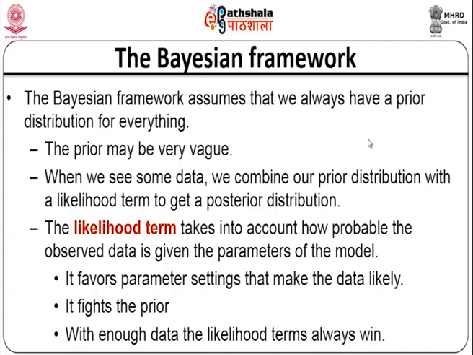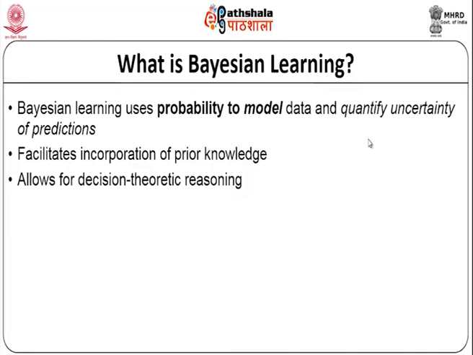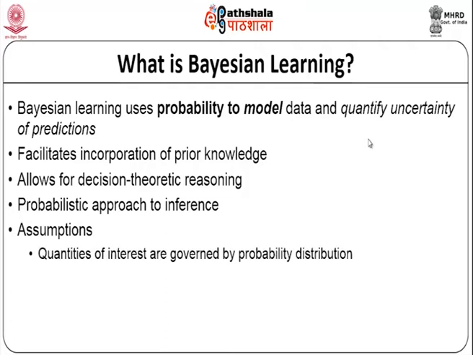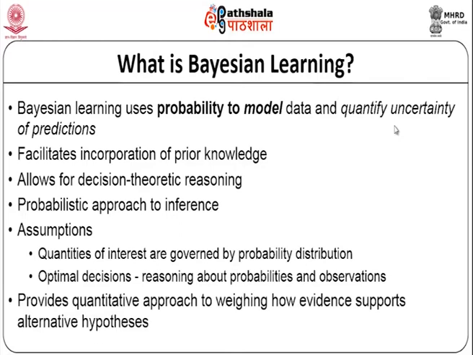Okay. So what is Bayes learning now? Bayes learning uses probability to model the data and quantify uncertainty of predictions. It facilitates incorporation of prior knowledge. It allows for decision theoretic reasoning. It has a probabilistic approach to inference, and there are some assumptions. The quantity of interest, whatever you are modeling, is based on a probability distribution. If you did not assume that, you cannot do Bayesian learning. And the optimal decisions are decisions about probability and observations. And it provides a quantitative approach to weigh how evidence supports alternative hypotheses. So how the evidence supports alternative hypotheses, it gives you an actual quantitative approach.